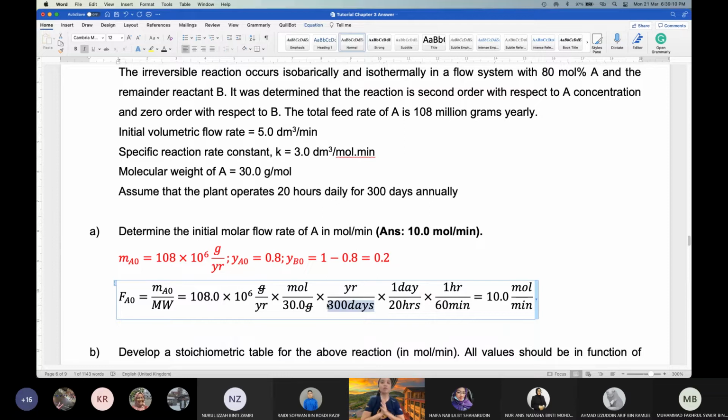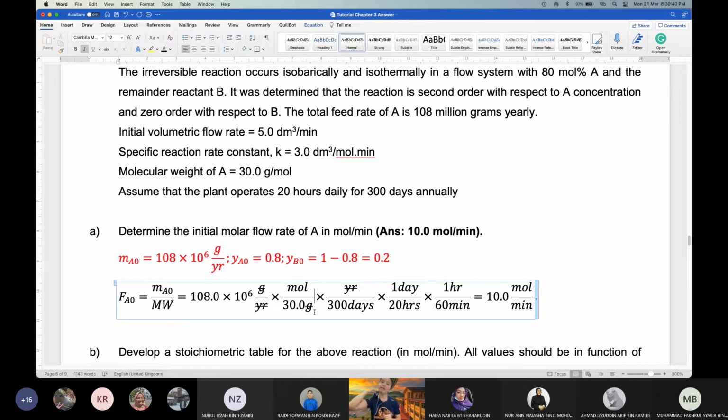So let's say again you are confused. Why is days at the bottom and year at the top? Because again, I want to cancel year, I want to get minute. I want to cancel year, so if my original year is at the bottom, the other year must be at the top. Then I can cancel. So now when I cancel this, I only get mole per day, not yet mole per minute. Then again, the day must be converted to minute.